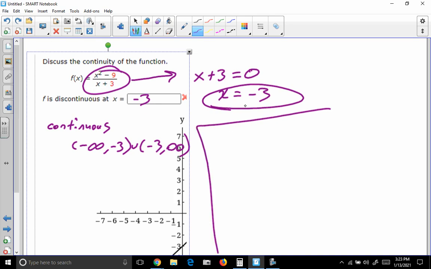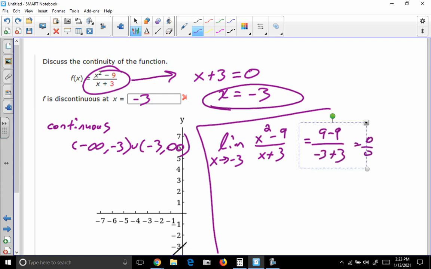This is not part of the question again, but let's look at the limit. If we were to take the limit of this function as x approaches negative 3, negative 3 squared, negative 3 times negative 3 is 9. So this would be indeterminate. If we factor the numerator, we would get this.